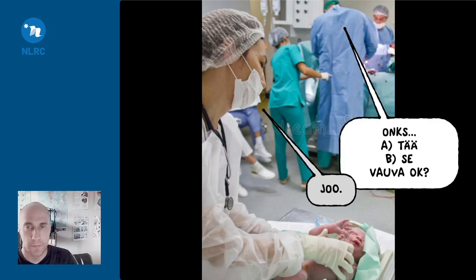Okay, so "Onks tää vauva ok?" "Onks se vauva ok?" And the person handling the baby says, "Joo." Is the baby okay? Yeah. A or B? Now both of these assume that the baby is well known enough to be used in the conversation, because toi is not even given as an option here. But I would say se, since the baby is not associated with the speaker or the person who asks the question. So onko se vauva ok? Joo.